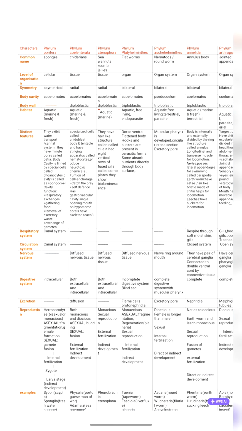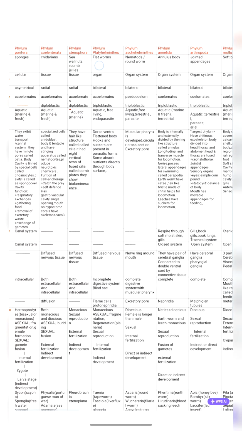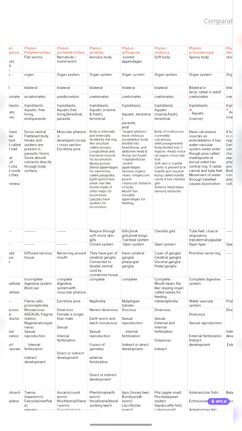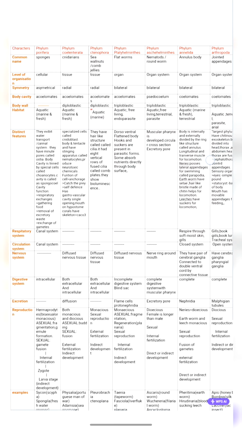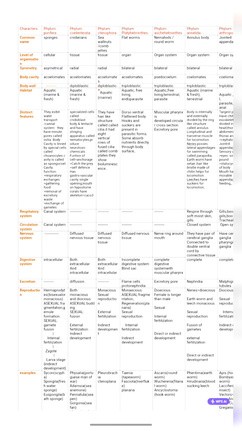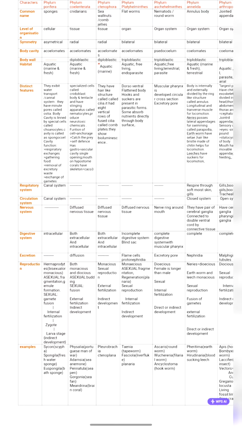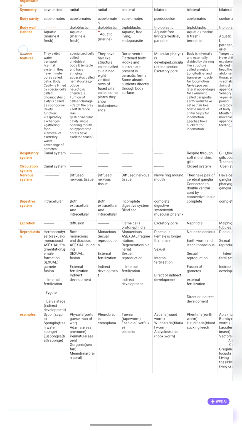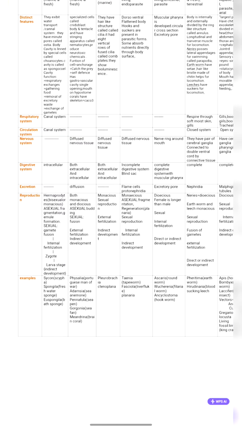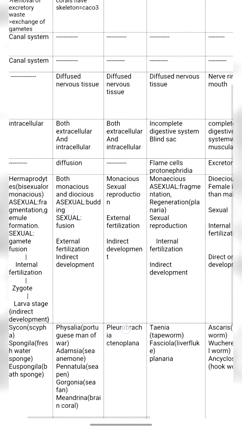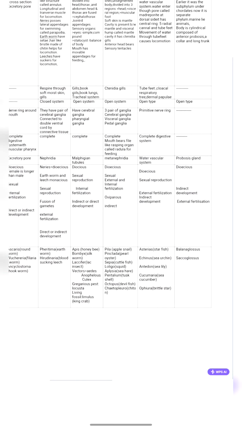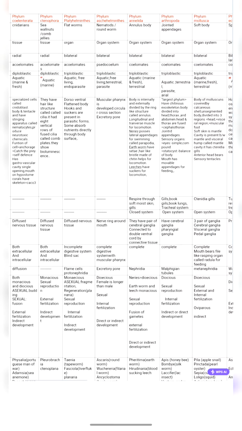First, the phyla we have are Porifera, Coelenterata, Ctenophora, Platyhelminthes, Aschelminthes, Annelida, Arthropoda, Mollusca, Echinodermata, and Hemichordata. I have taken all these features, my dear students, on a single page. All the points are covered: common name, level of organization, symmetry, cavity, body wall, habitat, distinct features, and then respiration, circulation, nervous and digestive system, excretion, reproduction, and the very important part, your examples. They are always asked in your NEET or CET examination.